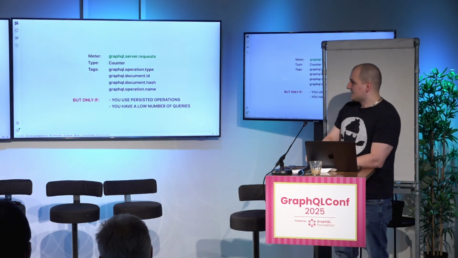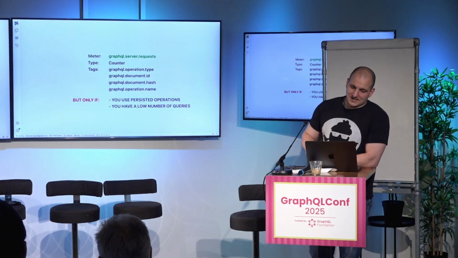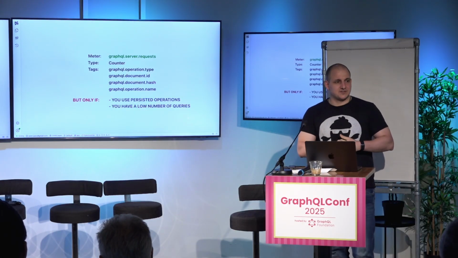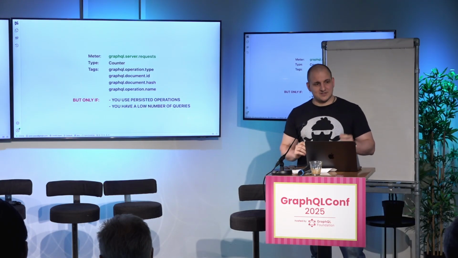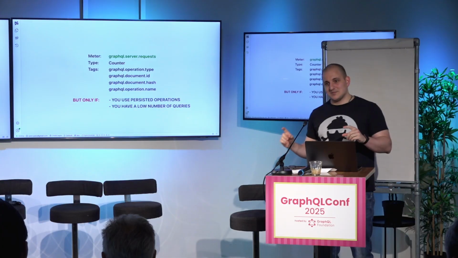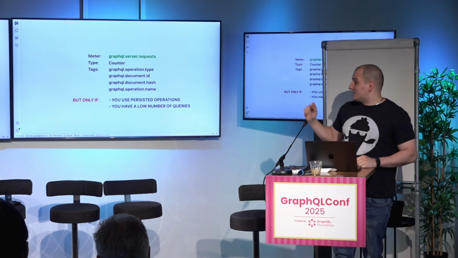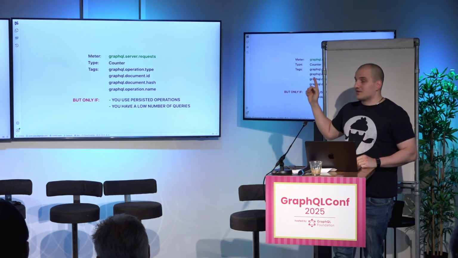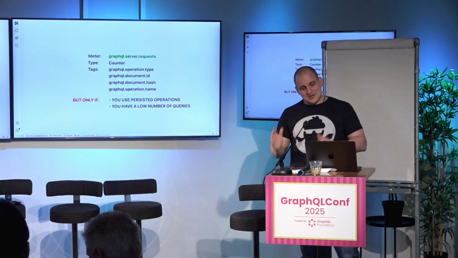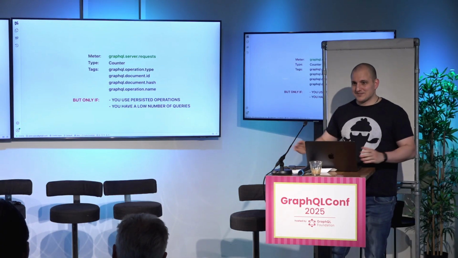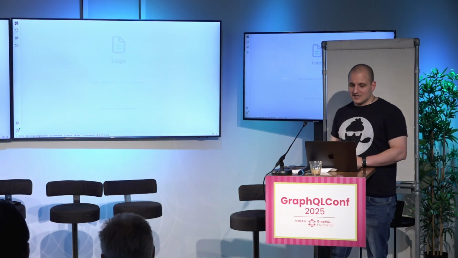Okay, so you could also add the operation ID, the hash, the name, and so on to these meters. But you have to be very, very careful, because you can only do this if you are below this 2,000 limit, or you just increase the limit, but then you're on your own. And if you use persistent operations, because otherwise you will have many, many issues. So whoever has an API which has more than 50 queries, don't worry about this. You probably have to aggregate tracing data.